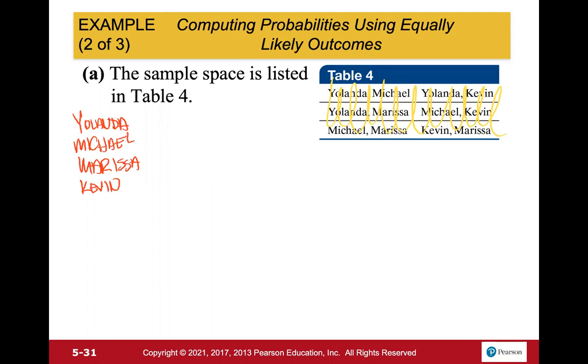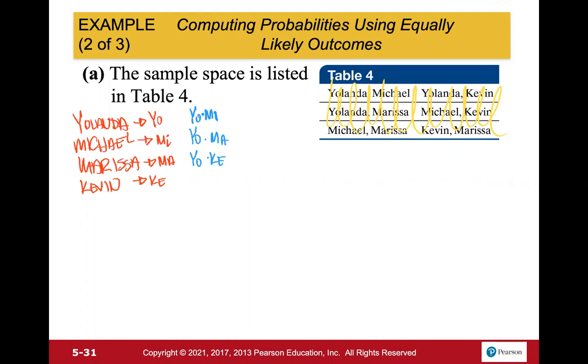So now from here, what we're going to do is match everyone up with each other. So just to abbreviate, we'll say YO for Yolanda, MI for Michael, MA for Marissa, and KE for Kevin. So our sample space is going to consist of 2 pairs. So all of the samples of size n equaling 2. So the first one, we could say Yolanda and Michael. Then we could say Yolanda and Marissa. Then lastly, Yolanda and Kevin. So now we have all the different possibilities with Yolanda.